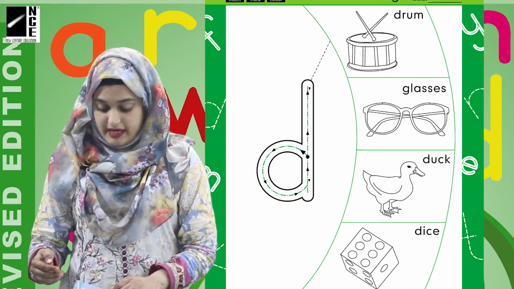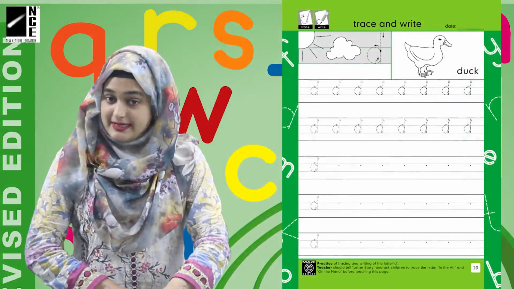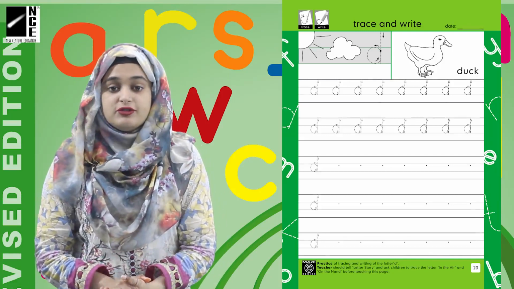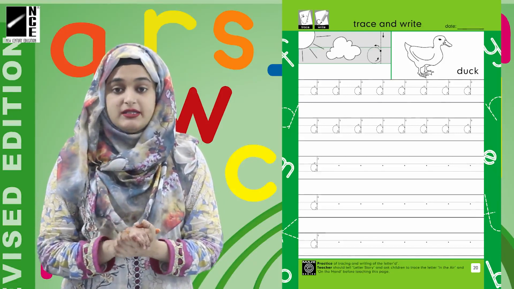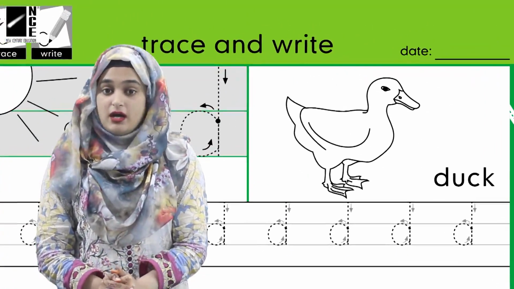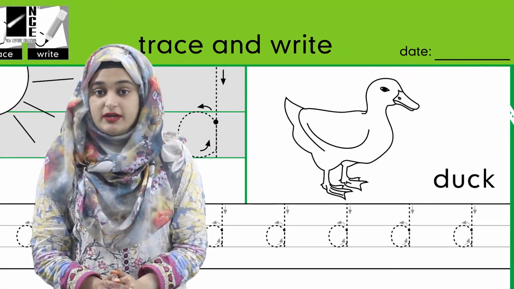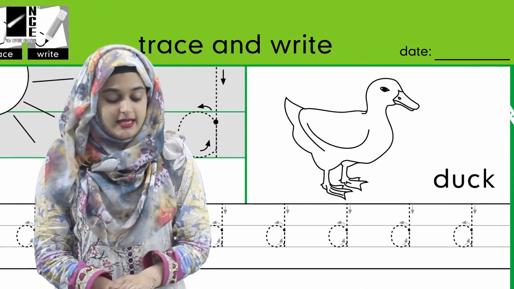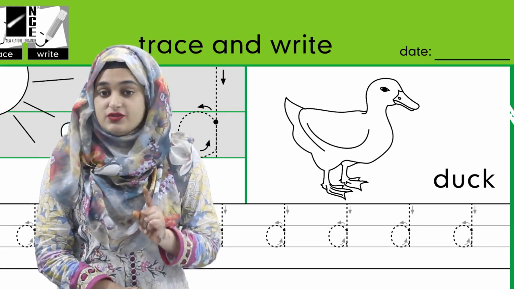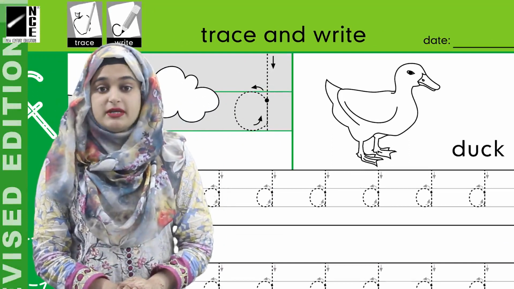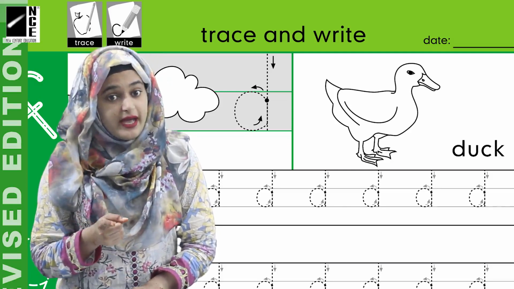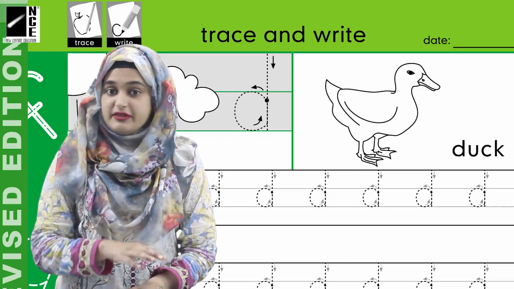Now let's move to the page number 19. Sorry, 20. We are done with the 19. So on page number 20, we have to trace and then write. But you have to write the date first. Then look, here is the picture of a duck. You can color it if you want in the last. Then there is a big D written over here. So you have to start the tracing from this top D. Start with the beginning point and follow the arrow. You know the rhyme, or if you don't remember, you can look at the previous page.